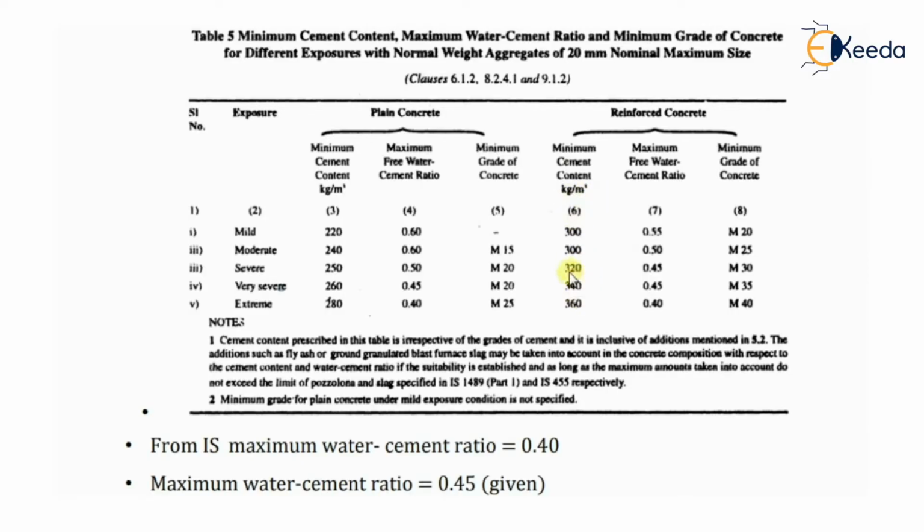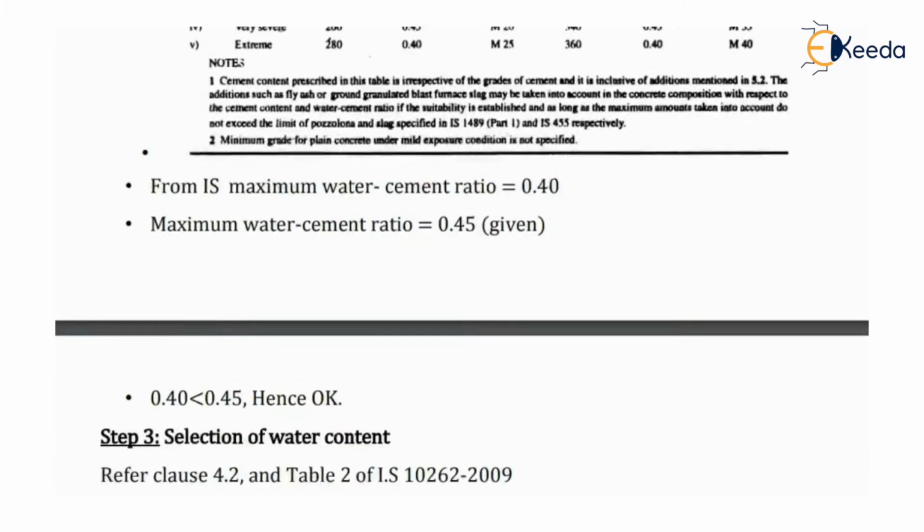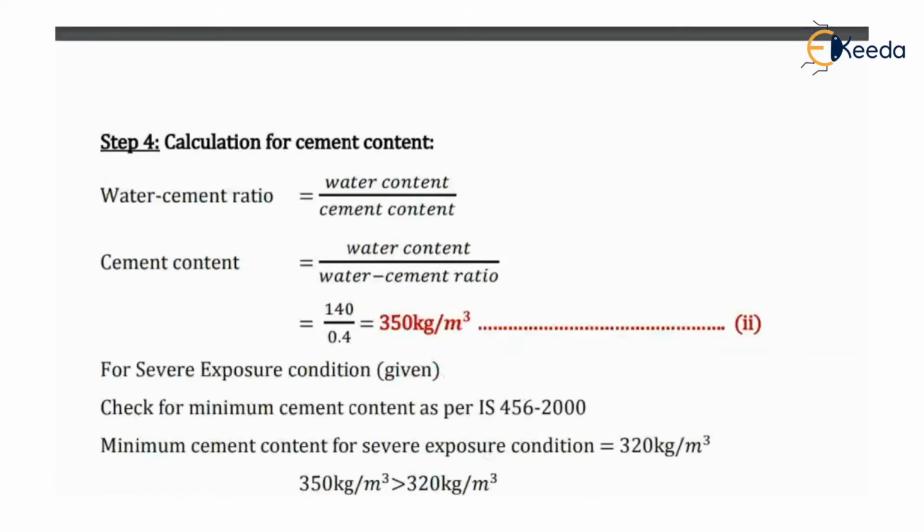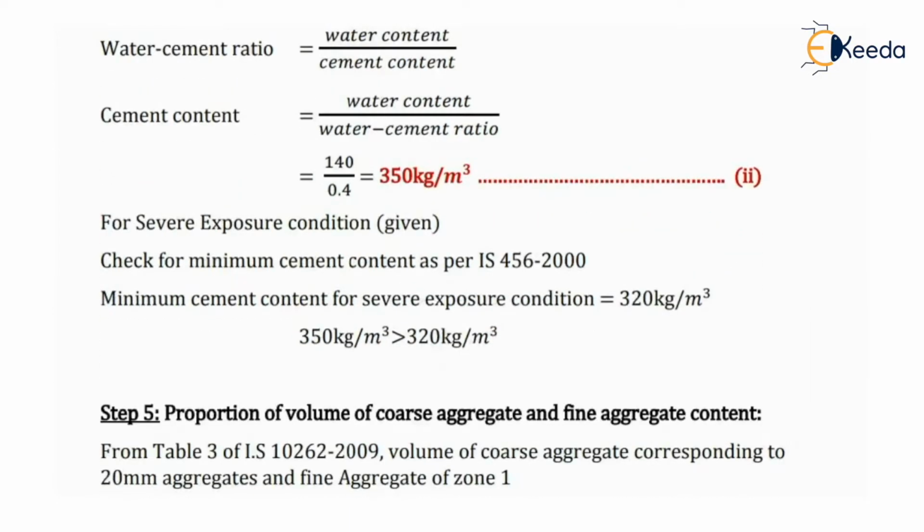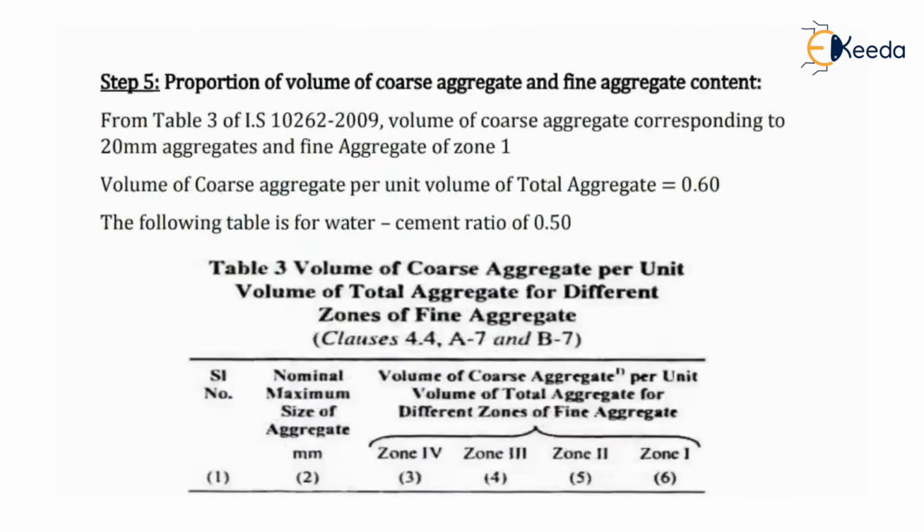Minimum for severe exposure condition should be 320 kg per meter cube, as you can see here. And we have taken 350 kg per meter cube, so it is greater than that. So we can use 350 kg per meter cube as the cement content. Now let's see the next step.